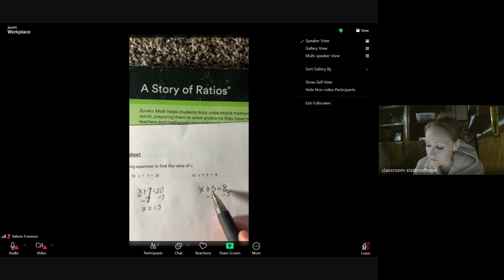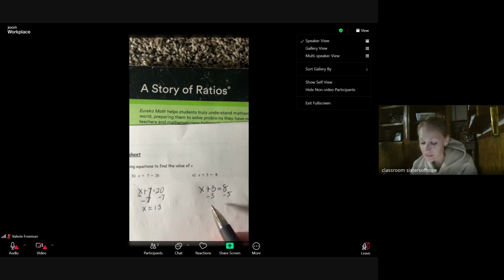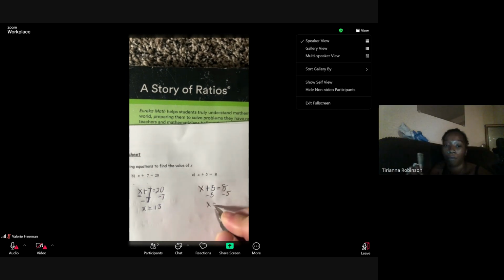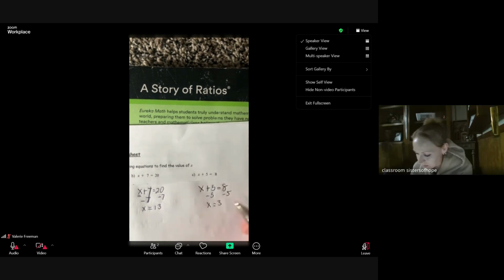If I got plus 5, the only way to get rid of something is to do the opposite of it. So I do subtract 5. And if you do it to one side, you got to do it to the other. So what's my answer? 3. Yeah. And that one, if you ignore the variable, you can pretty much just fill in the blank. It's basic addition.